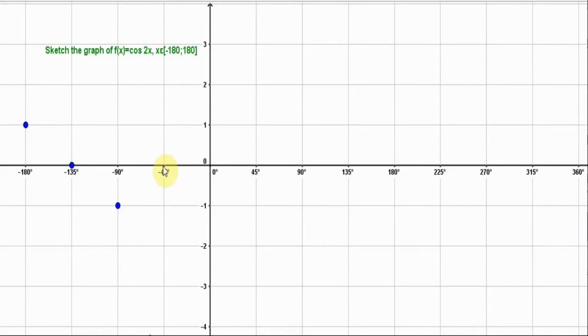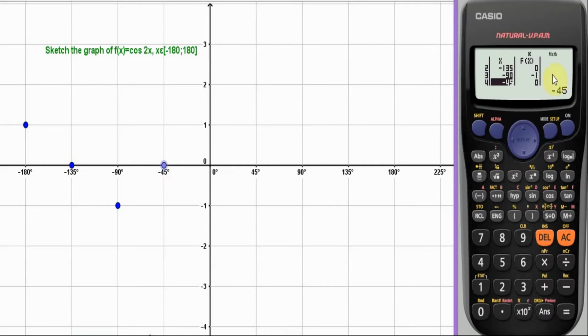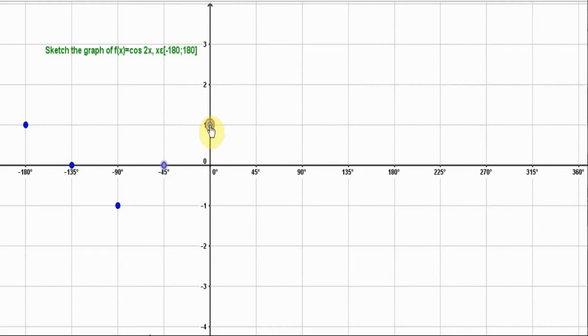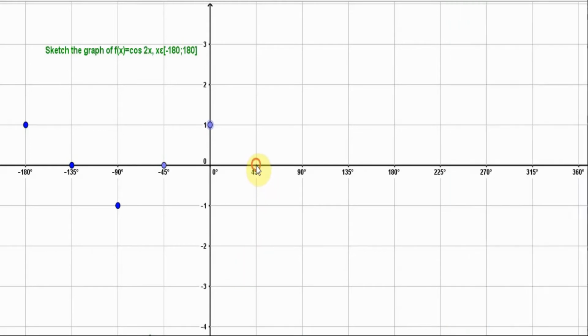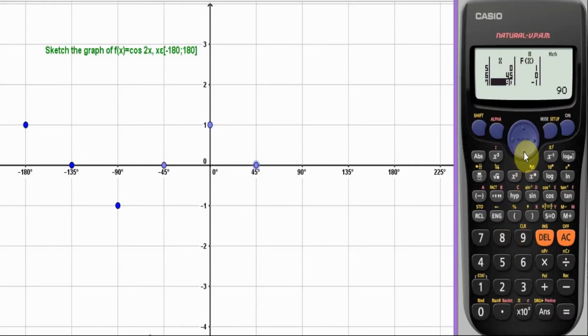Minus 45, 0 here. Next number, what is the next number? 0, 1. 0, 1 is here. Again, we do it very carefully. If one coordinate goes wrong, it is going to be a problem for us. 45, 0. Then we have 90, minus 1. 90, minus 1 here.